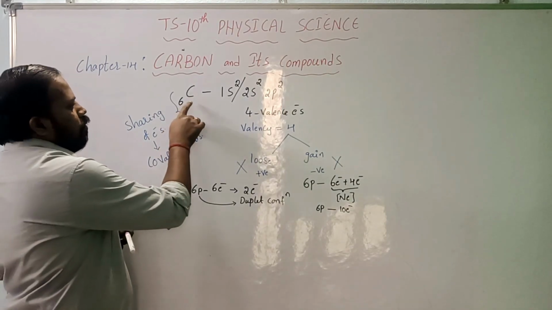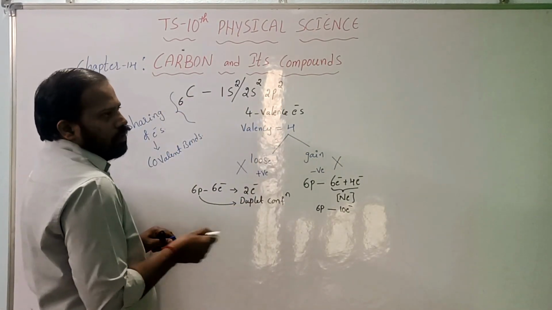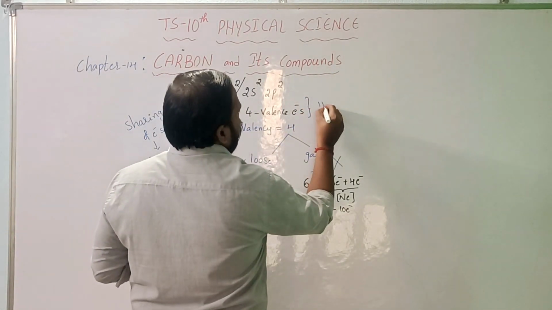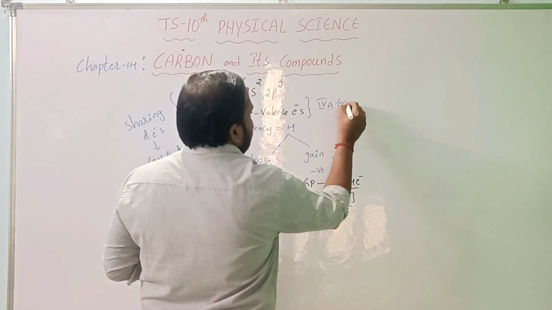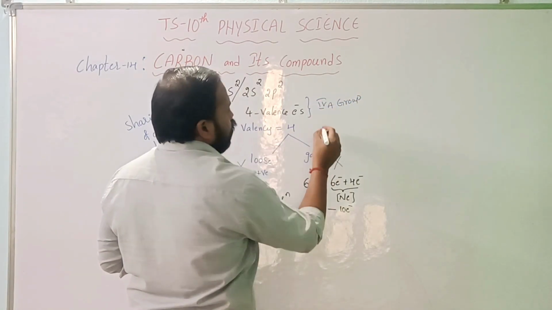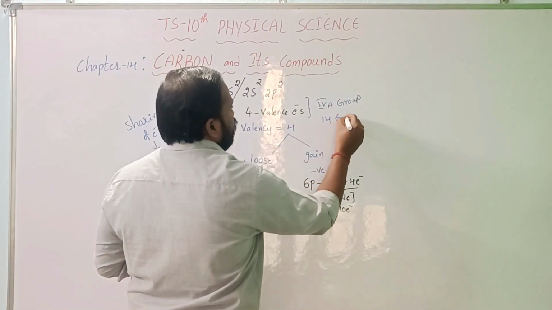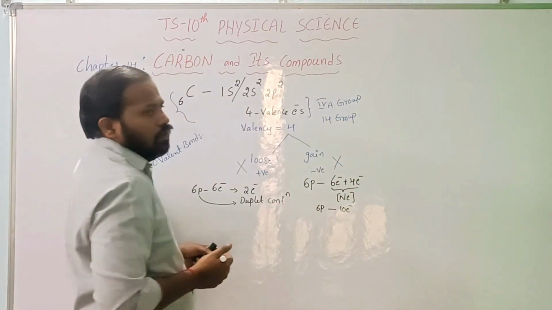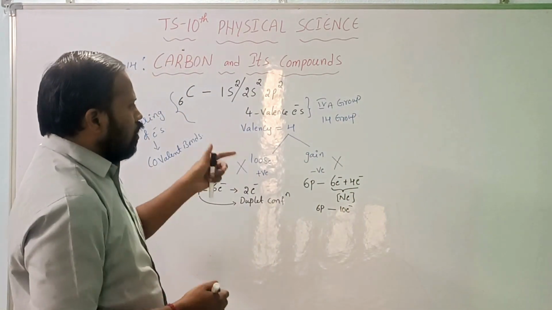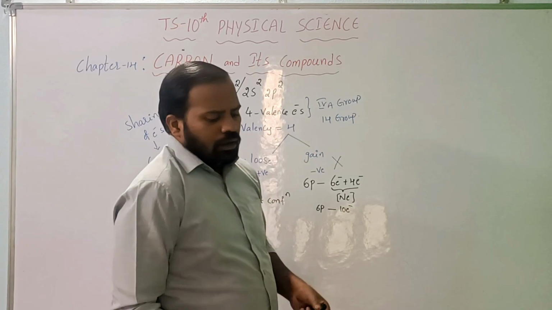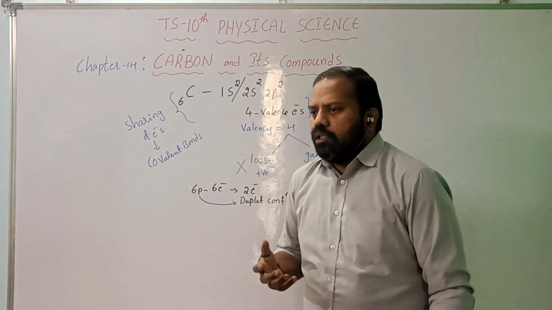Carbon has 4 valence electrons, so it belongs to group 4A, or the 14th group. Its oxidation state is either +4 or -4, meaning a losing nature or a gaining nature.